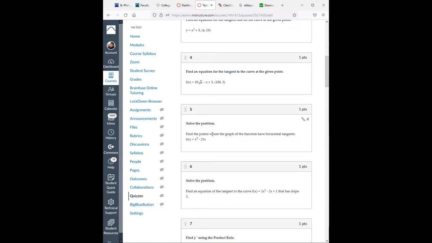So these are the locations where you have horizontal tangents. So you find the derivative, set it to 0, solve for x. And you get these. Any questions on number 5? Does that make sense?